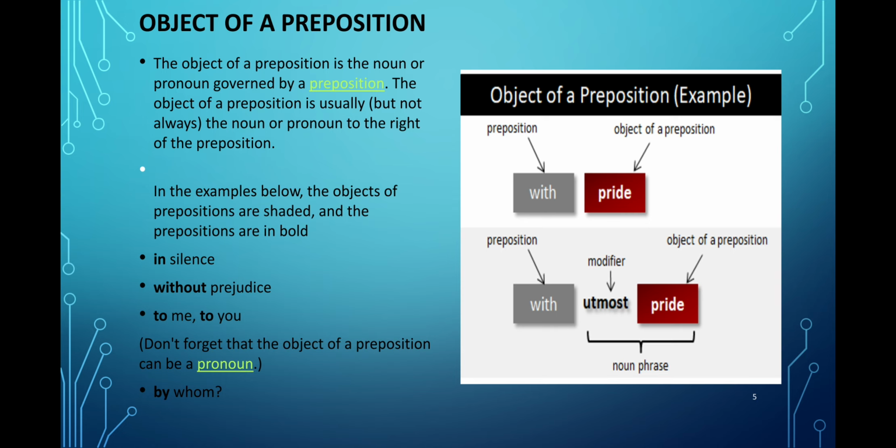On the right hand side, you can see one example: with pride. So, with is the preposition and pride is the object of the preposition.